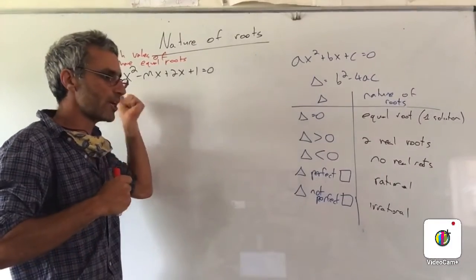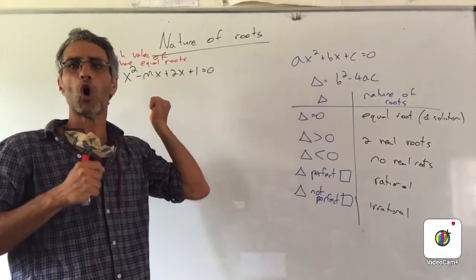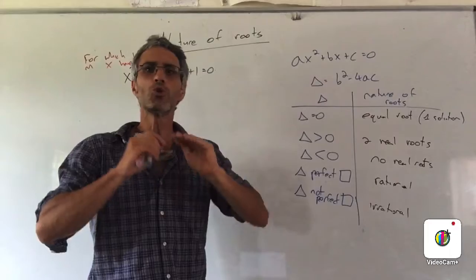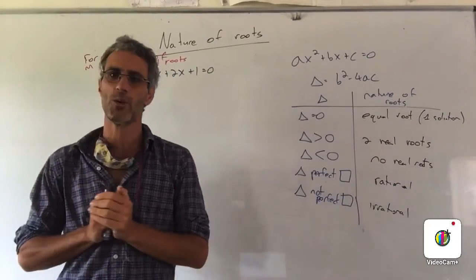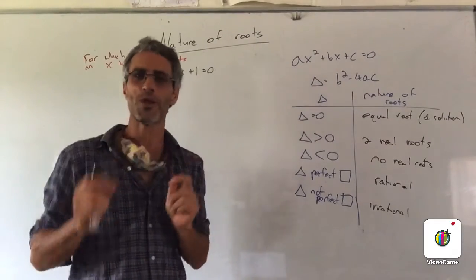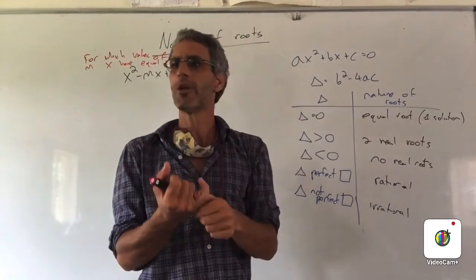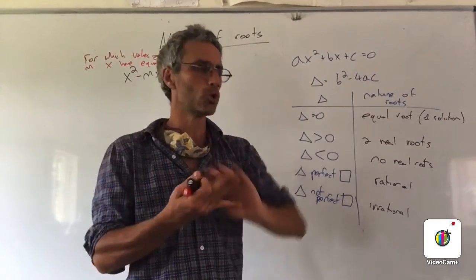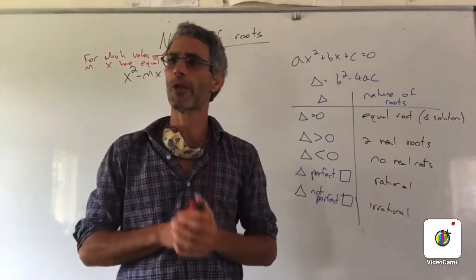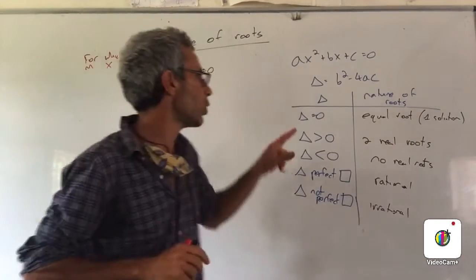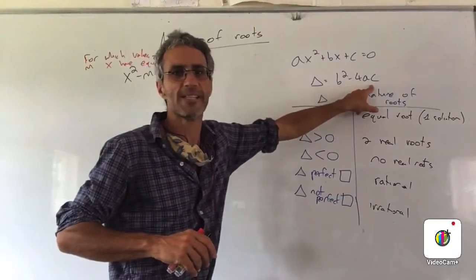When you're given the question and you're asked to comment on the nature of the root, you don't need to solve the question. You don't need to solve the equation. You don't need to find the roots. You just need to say how many roots there are: 2, 1, or no real roots? Are they rational or irrational? That's all you've got to do, and it's all to do with calculating the discriminant.